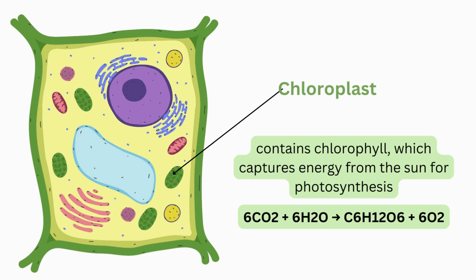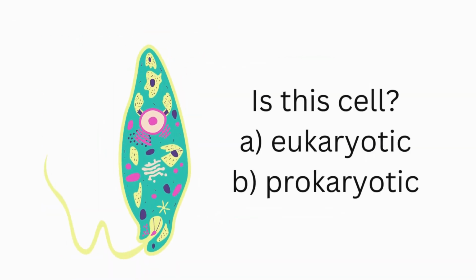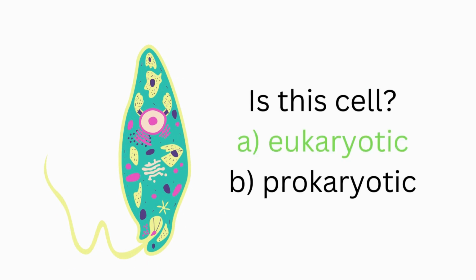So that concludes the cell structure and function lesson, but let's have a quick quiz. So question 1 asks, is this cell eukaryotic or prokaryotic? So the cell is eukaryotic since it has a nucleus and other membrane-bound organelles which prokaryotic cells do not have.